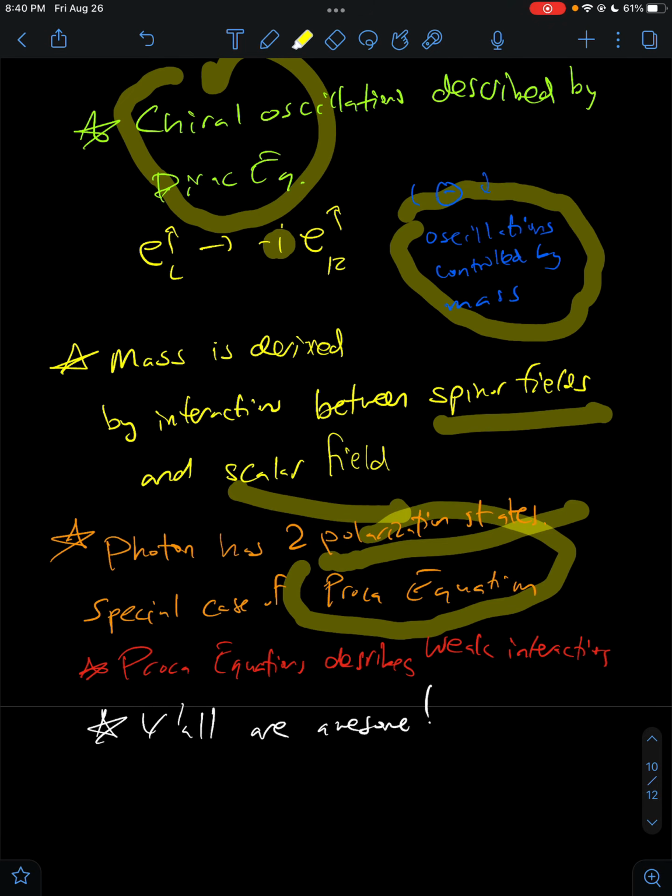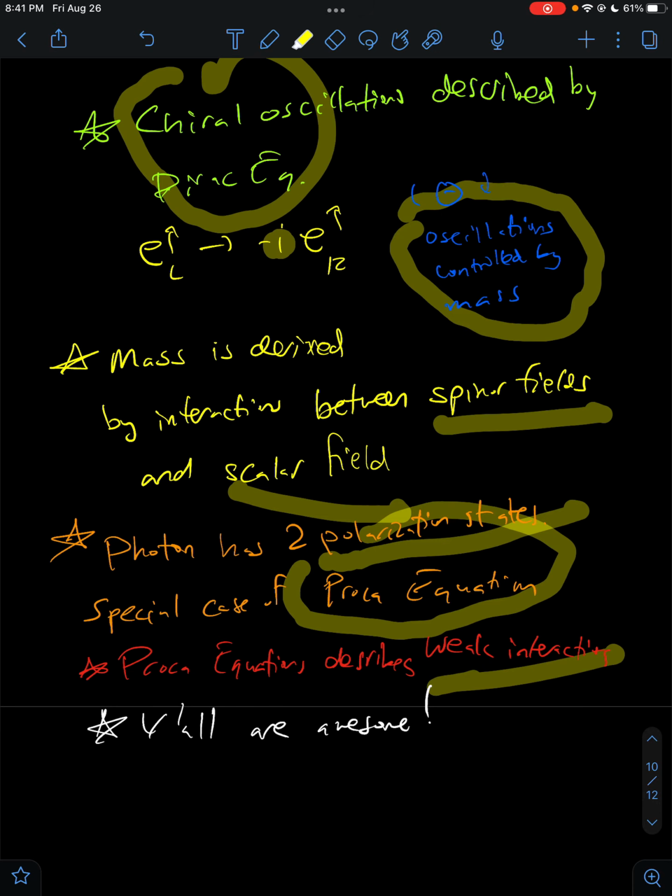The photon has two polarization states, which is a special case of the Proca equation. The Proca equation describes the weak interactions. This is a really cool thing. We haven't talked about weak theory that much. We will, though. We will talk about all of the particle physics stuff. It sounds kind of funny, but we will, I promise.